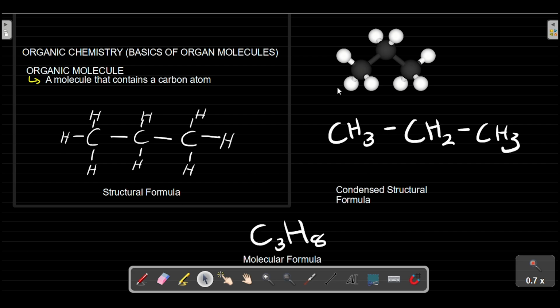So these are the 3 different representations we have of a molecule. You have the structural formula that indicates all the atoms and how they are bonded together, and the condensed structural formula, which shows the bonds between the carbon atoms and how everything else is bonded to the carbon atoms, and the molecular formula, which simply shows the number of atoms there are in the molecule itself.